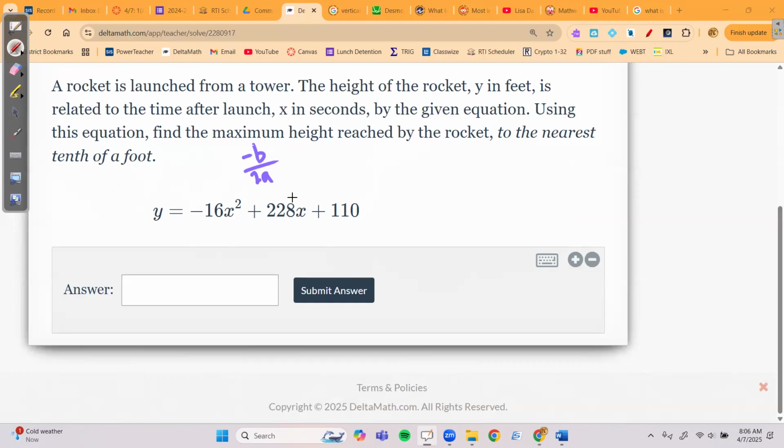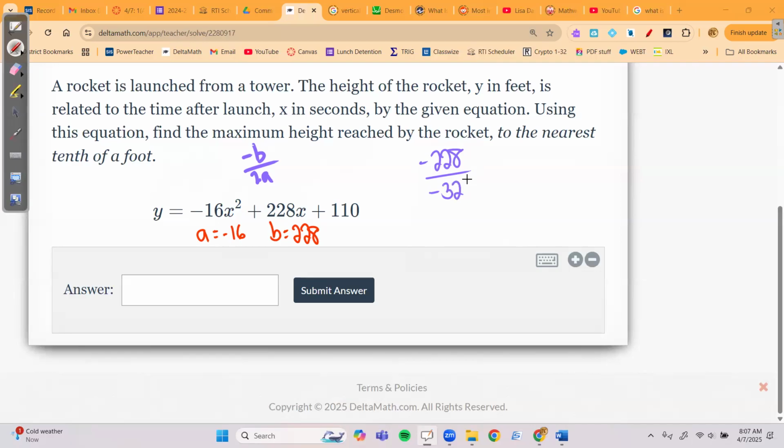So negative b over 2a, what's our a value in this case? Did I say a? Yes, I did, didn't I? So a is negative 16. And what's b? 228. Good. So using our calculators, we're going to type in the opposite of b, which is negative 228, and divide it by double a. What's 2 times negative 16? Negative 32.